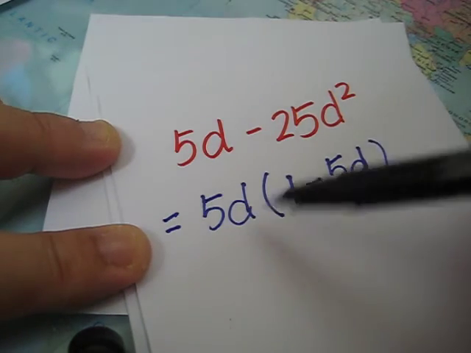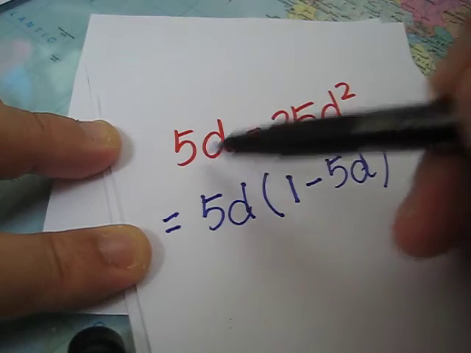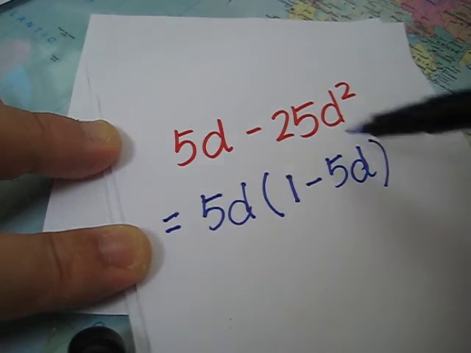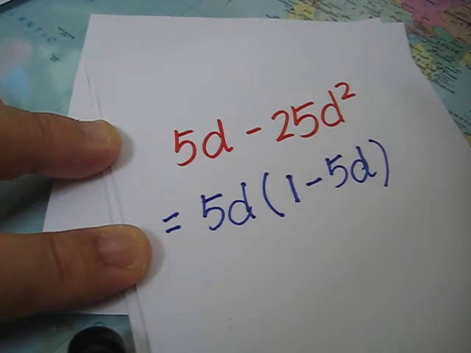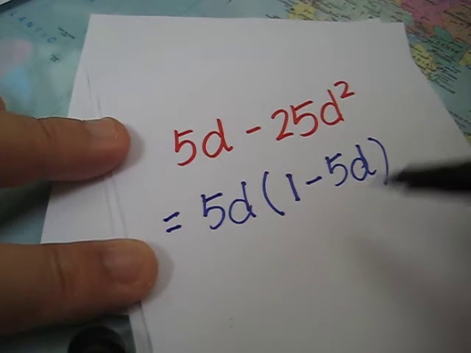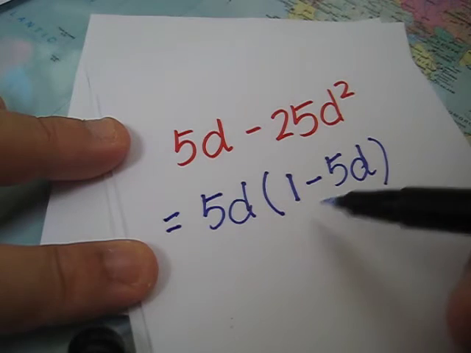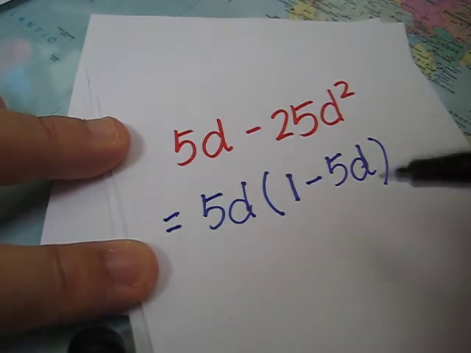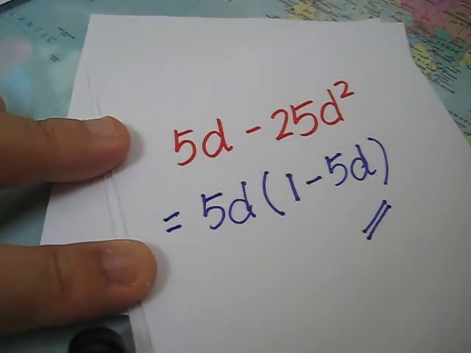Check. 5d times 1 gives us 5d. 5d times negative 5d will give us negative 25d squared. Check again. Can this be further factorized? No. And therefore, this is the completely factorized form.